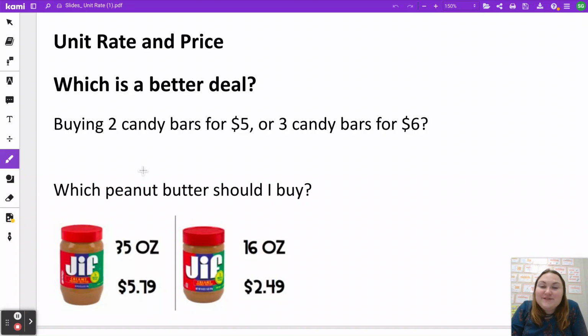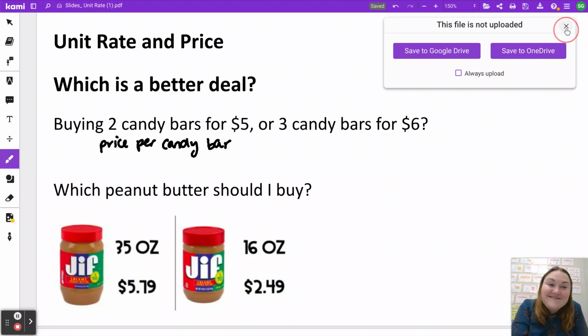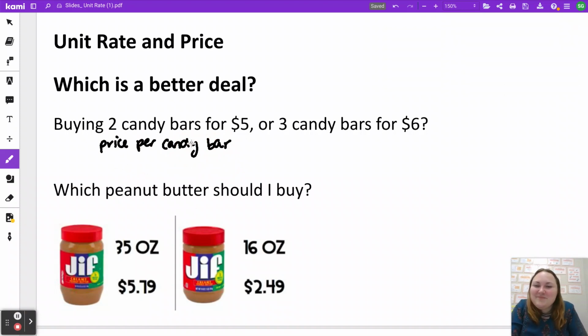But there's a way to do some calculations to help us compare and figure out what's going to be the better deal. Instead of knowing the price of 2 candy bars or the price of 3 candy bars, if I knew how much each candy bar cost, that would help me do a better job of comparing them. And so what we are going to do is take this information and find the price per candy bar. In order to do that, what math are we going to need? Hopefully you are at home saying division. We want to find the price per candy bar.